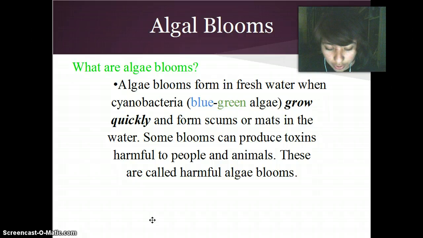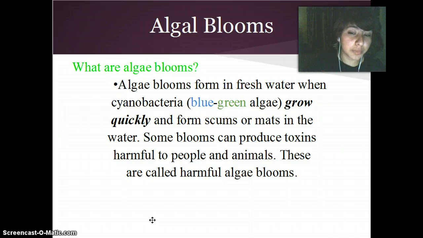So what are algae? For part C, the stability of populations, communities, and ecosystems is affected by interactions with biotic and abiotic factors. Algae blooms are a big concept, and an illustrative example. So, what are algae blooms?